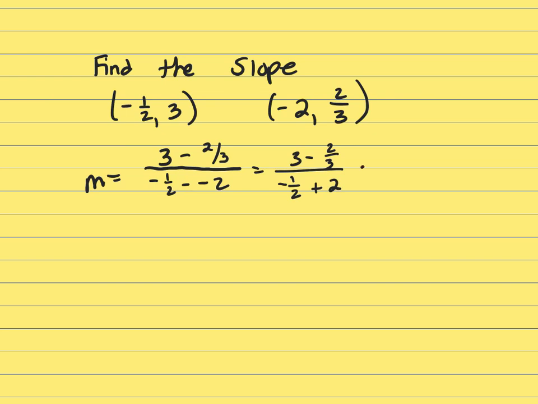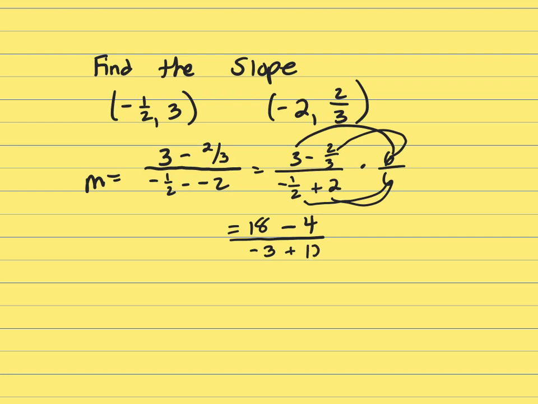And let's multiply top and bottom by 6 to get rid of the complex fractions. 6 times 3 is 18. 6 times 2/3 is 4. 6 times negative 1/2 is a negative 3. 6 times 2 is positive 12. So that gives you 14 over 9. And that's the correct slope. So that's what's messing you up.